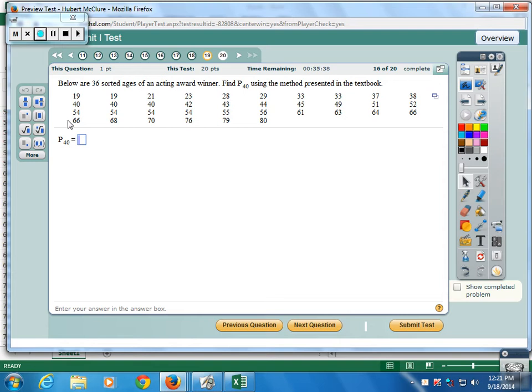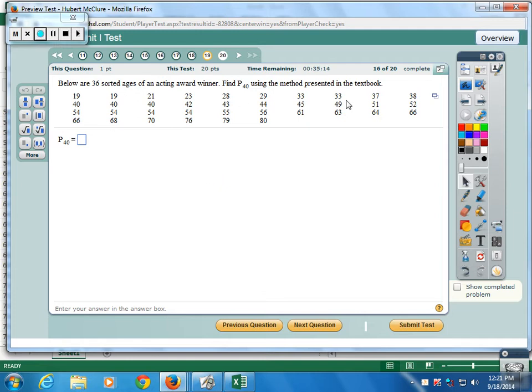This is find the 40th percentile. Don't write them down. Just put 36 numbers, find the 40th percentile. So that would be 40 times 36 divided by what? 100. So somebody give me that number. 14.4 goes to what? 15.